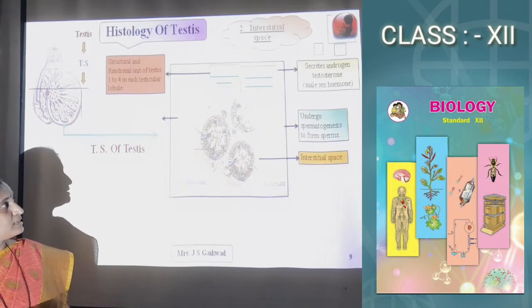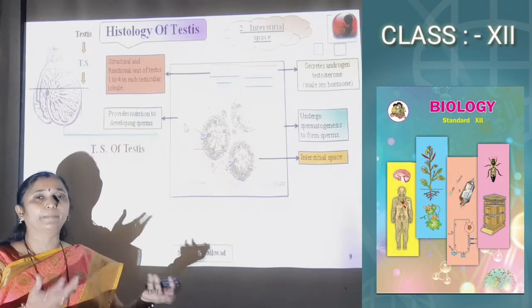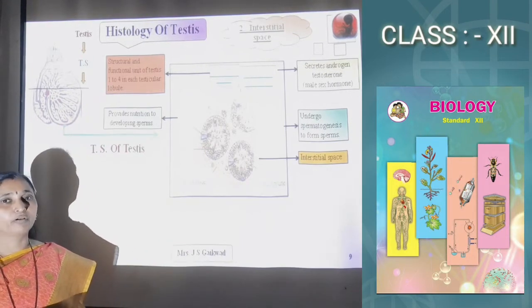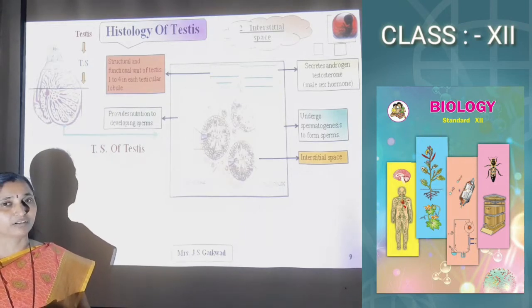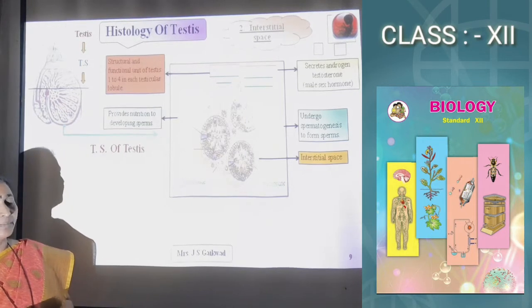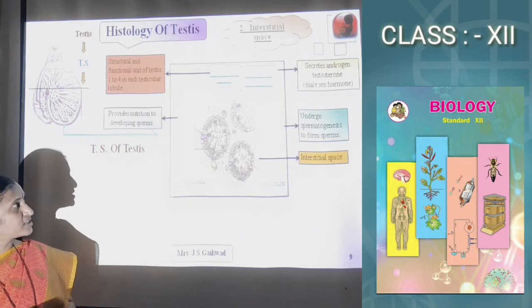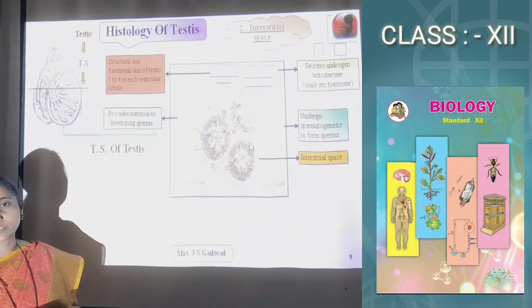One more thing: in the intervals between the germinal epithelial cells, another important cell is present, the Sertoli cell. What is the function of this Sertoli cell? It provides nutrition to the developing sperms. We know that without nutrition, no cell can live in nature. So nutrition is the most important point, and along with the germinal epithelial cells, certain cells at intervals provide nutrition to the developing sperms.